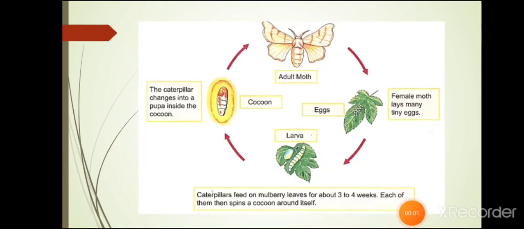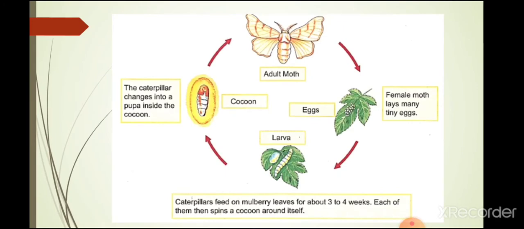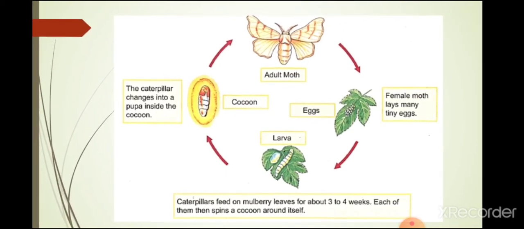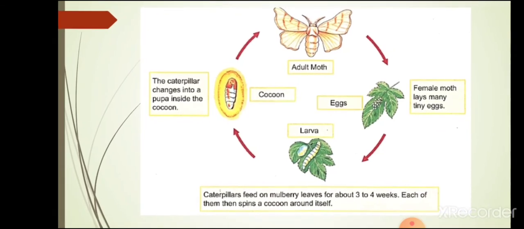Through this diagram, I will explain the life cycle of silkworm. You can see here the first step: the female moth lays many tiny eggs on mulberry leaf. Then you can see the second step: the larva, which we call caterpillar or silkworm, feeding on mulberry leaves.